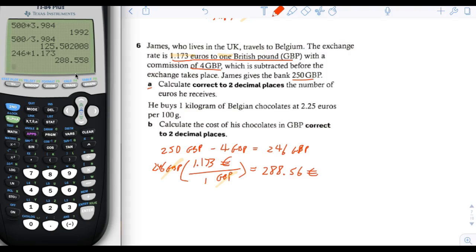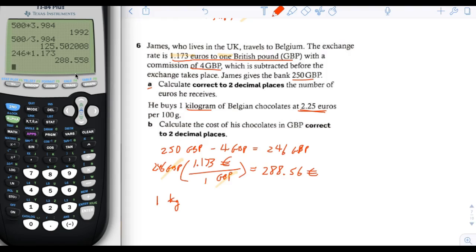So that was A. Okay, the amount of euros he receives. He buys 1 kilogram of Belgian chocolates at 2.25 euros. Wow, how international. First UK, then Belgium. Okay, so he's going to subtract a certain amount of Belgian chocolate cost, right? And just to make things difficult, they tell us he's going to buy 1 kilogram of Belgian chocolate, but they don't tell us how much that costs. But they do tell us that the Belgian chocolate costs 2.25 euros per 100 grams.